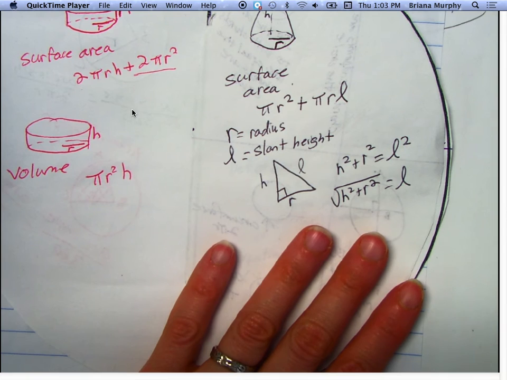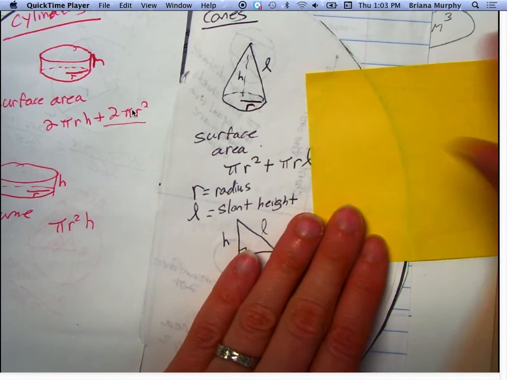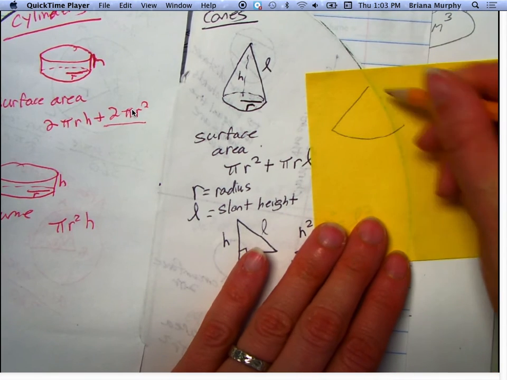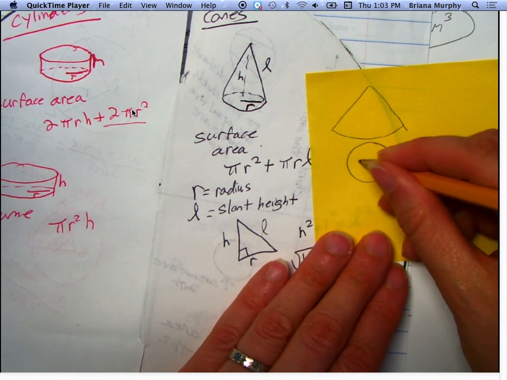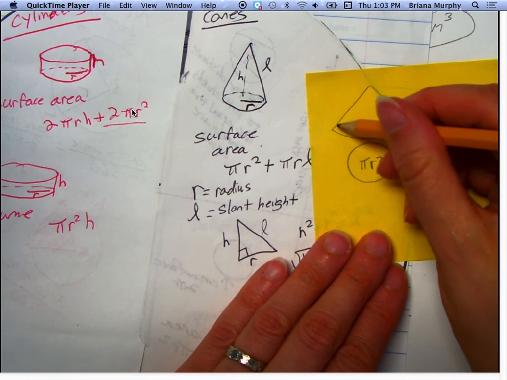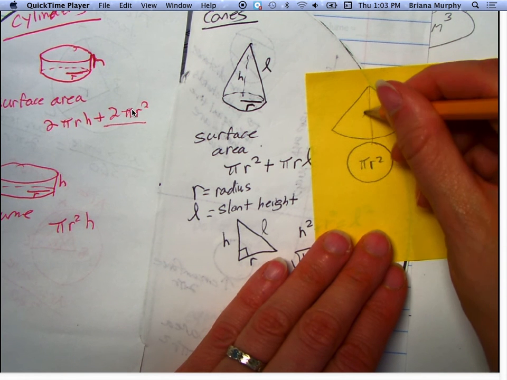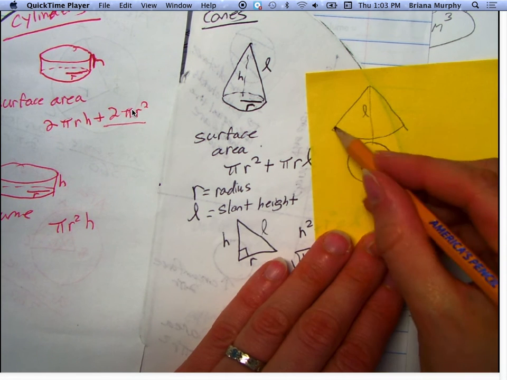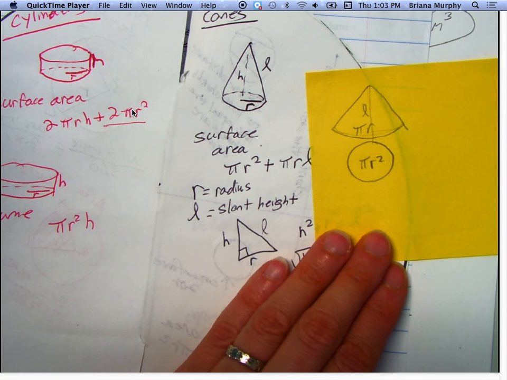Okay? Surface area, remember, if I look at it kind of like a net, and I've got my cone, got my circle, all right? This is pi r squared. We know that area for that is pi r squared, right? We're kind of saying this right here is a triangle, where my slant height is my height of my triangle, and this right here is pi r. Okay?